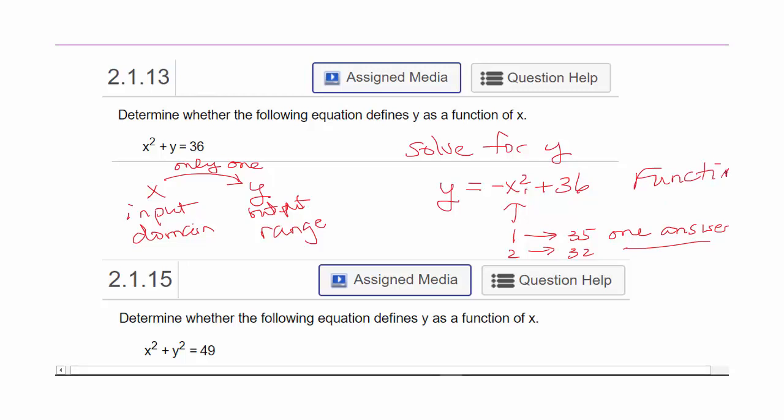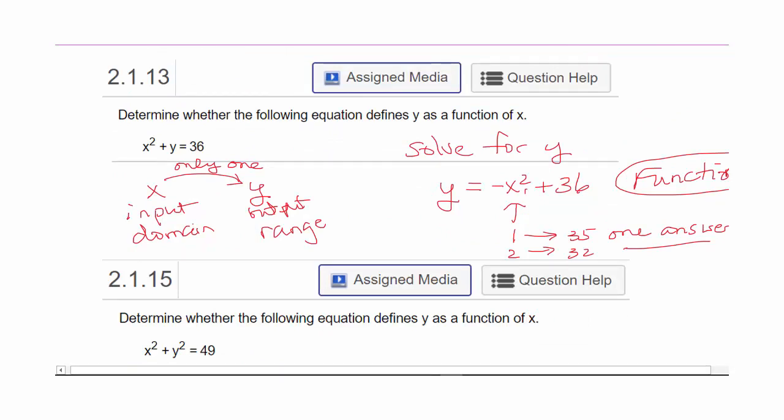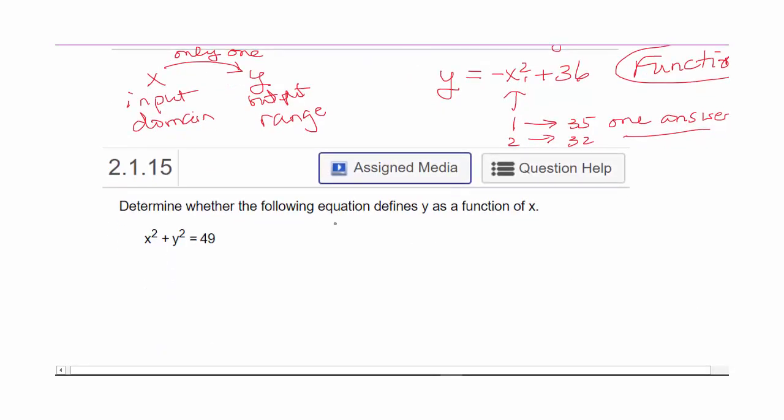So you might say, Ms. Hearn, won't that always happen when you have an equation and you solve for y? But the answer to that is no. Let's take a look at a situation where it would not happen. So here we have, I'm going to scooch this up just a little bit. Okay. So here we have x squared plus y squared equals 49.